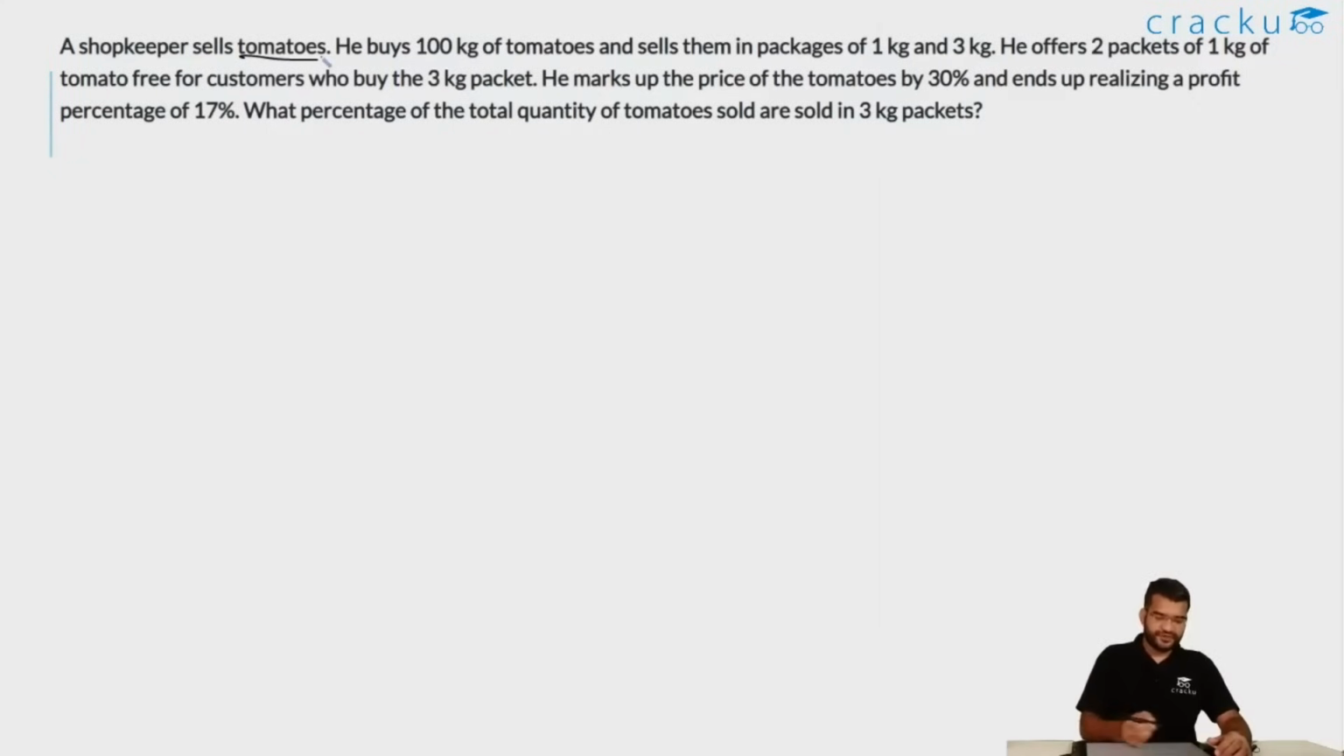A shopkeeper sells tomatoes and he has 100 kgs of tomatoes with him. So the total number of tomatoes with him are 100 kgs. He sells them in packets of 1 kg and 3 kg. So let us assume that he sold A packets of 1 kg and suppose he sold B packets of 3 kg.